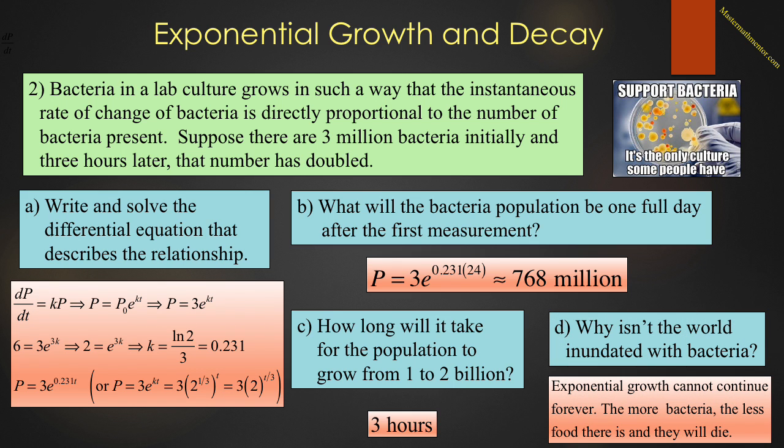Part D asks, why isn't the world inundated with bacteria? And the answer is simple. Exponential growth cannot continue forever. With bacteria, the more there are, the less food there is, the less room they have, and they will begin to die off. This is generally true in any type of exponential growth. There will always be a point where it will begin to level off, and we will study that more in depth in BC calculus.